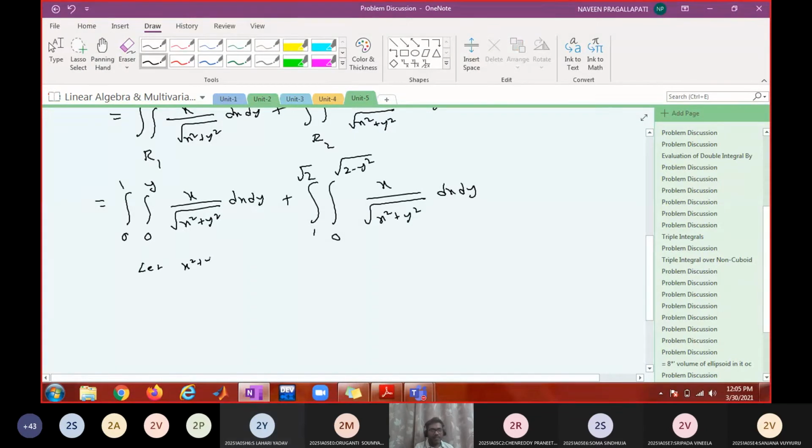Okay, just do it. Let me know the answer in the next class. For both the integrals, take substitution like this by treating y as constant, integrate it, and tell me the value.